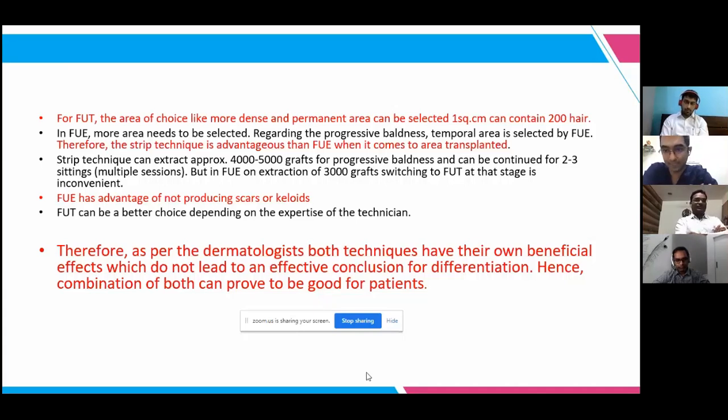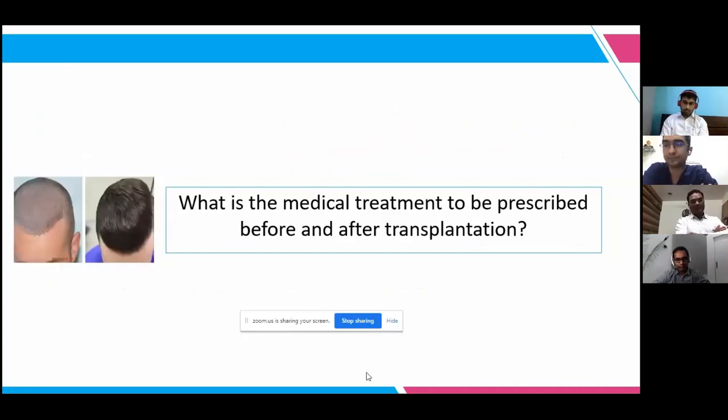Coming to what medical treatment should be prescribed before and after transplantation. Do you go on prescribing minoxidil, and for how many months? There was one hair transplant surgeon who said that he is not going to prescribe minoxidil at all. I don't know why people prescribe minoxidil after surgeries, he says it is not required. Is it true? Or do we prescribe it only for a few months, or for life? What is the approach after transplantation regarding medical treatment?